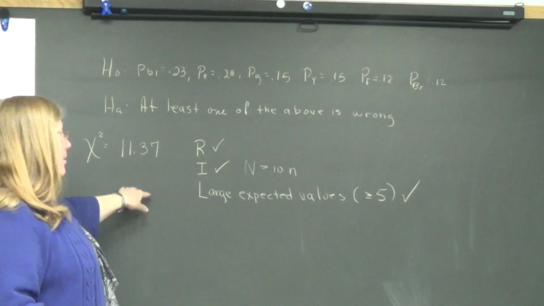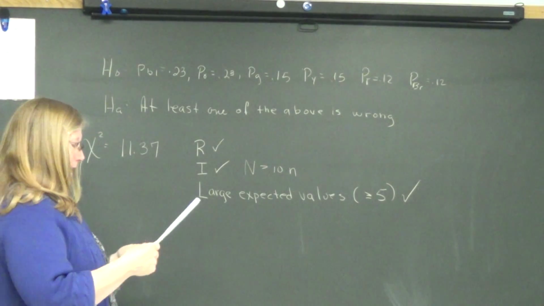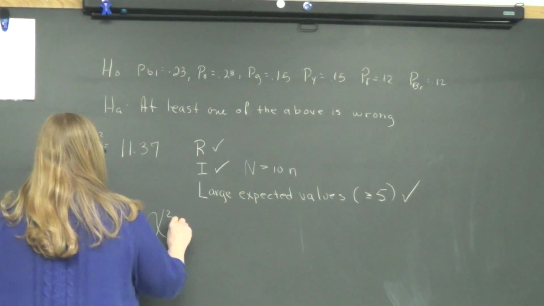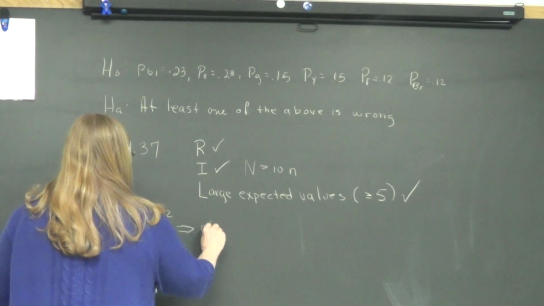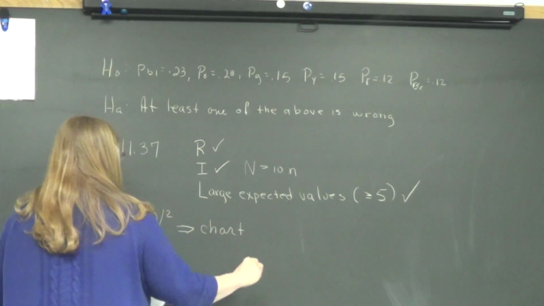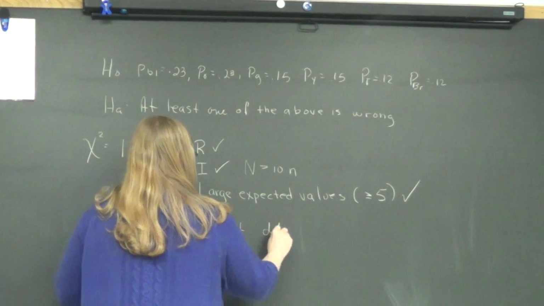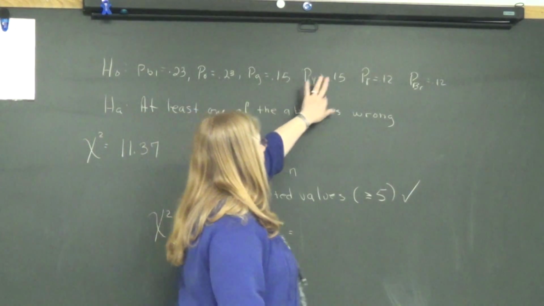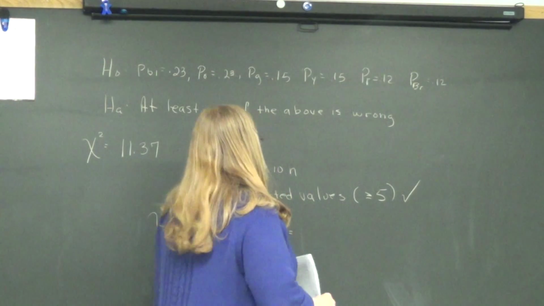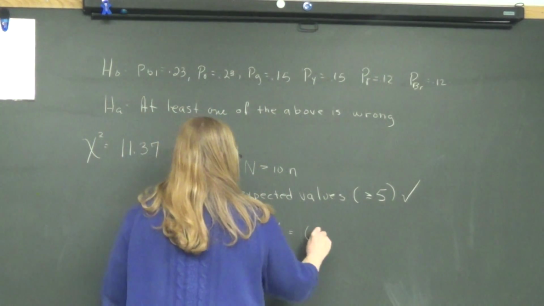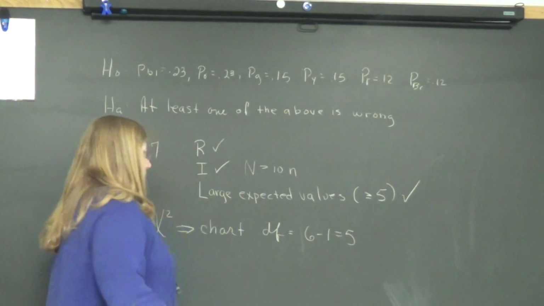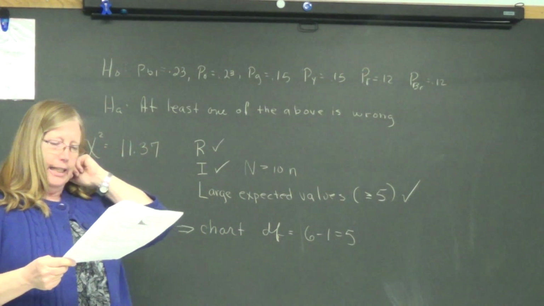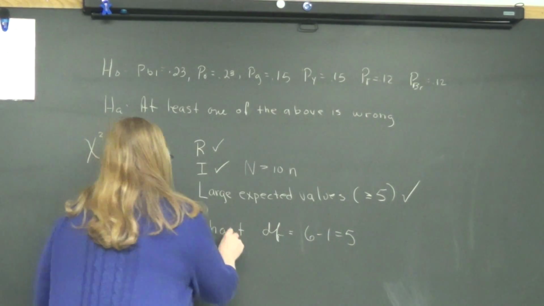It passed. So we're going to test these hypotheses, and we're going to look up the chi-squared value on our chart C. What will be our degrees of freedom? Remember, it's the number of categories minus 1. So there's 6 different colors, so 6 minus 1. Go ahead and switch over to chart C. It's all under the G.